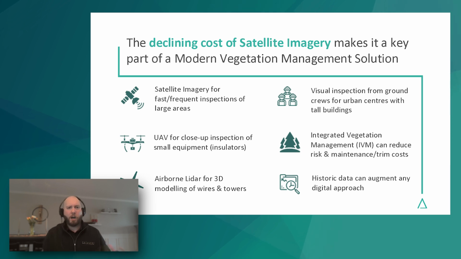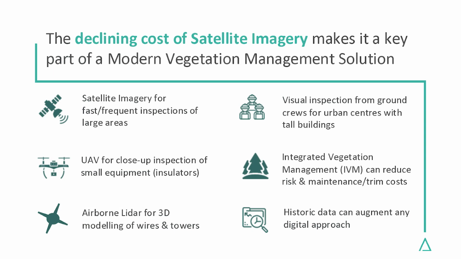When it comes to costs, satellite imagery is already the least expensive inspection methodology for this application, and costs continue to decline as more satellites go into orbit. Now, we aren't trying to say that you don't need ground-based inspections at all. There are still things you can see from the ground that satellites cannot. We're saying that satellite imagery plays a key role in the technology mix for a modern vegetation management solution.